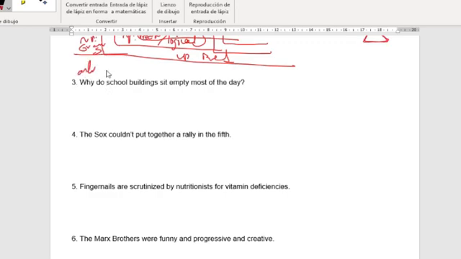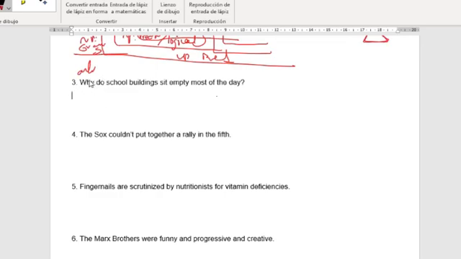So we have adverb, do, auxiliary. Noun, noun, that's an adjective. Building, noun. Sit is a verb. What type of verb? Transitive or intransitive? Intransitive. Empty, adjective. Most of, pre-article. The, definite determiner or definite article. They, noun.